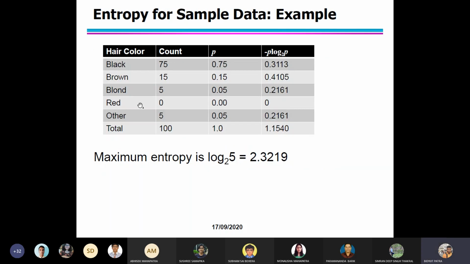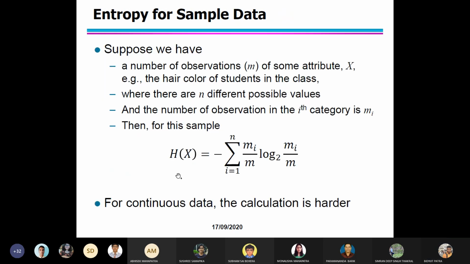This is one example. So for the outcome, there are 1, 2, 3, 4, 5 outcomes. Okay. So what will be the maximum value? The maximum value will be log n. So log 5. Yeah, this is more elaborate. I think you must have understood by this time.